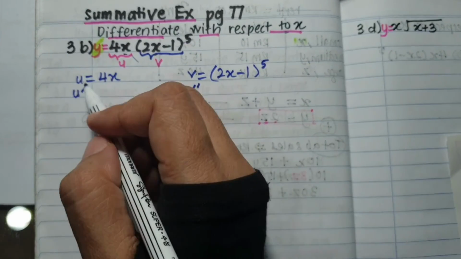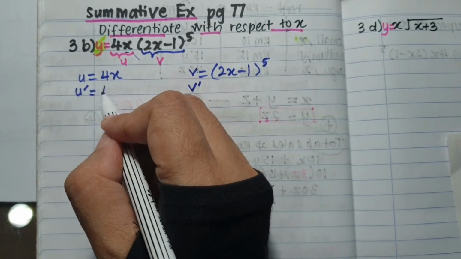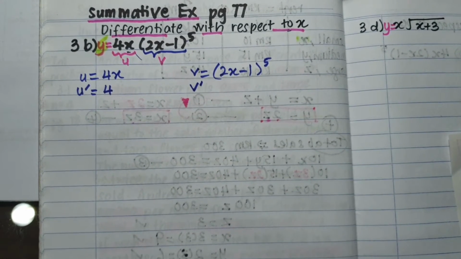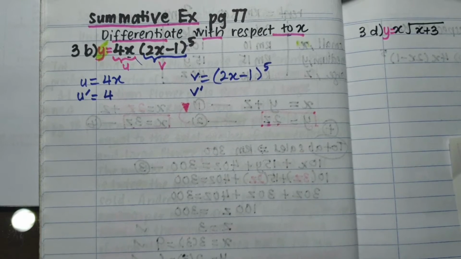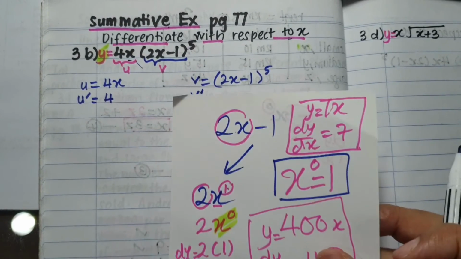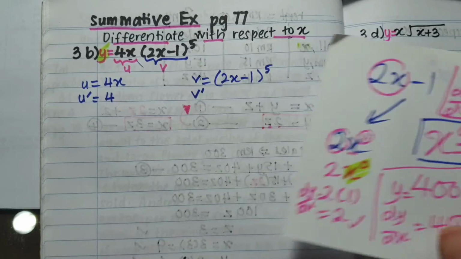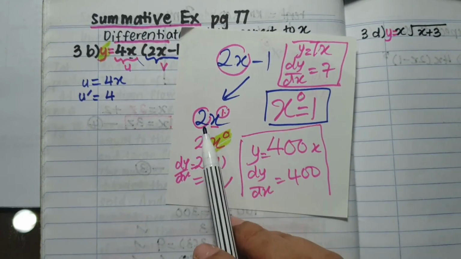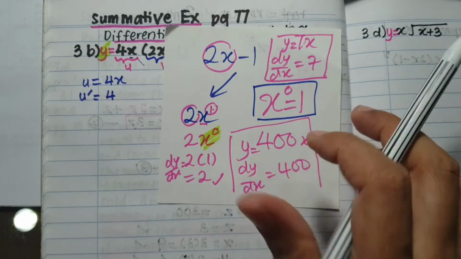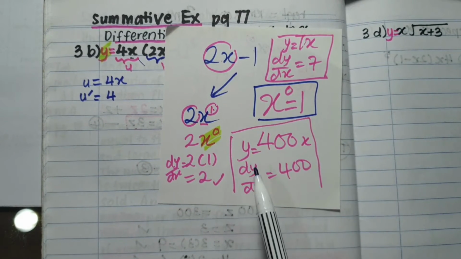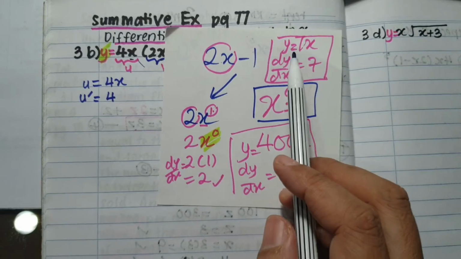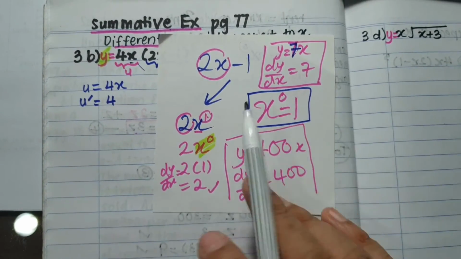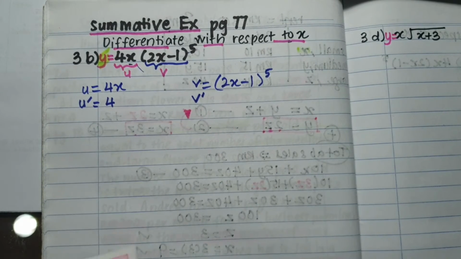So du dx here is 4, right? Remember what I said earlier: if you have 2x, the differentiation of 2x is 2. If you have 400x, the differentiation of 400x is 400. If you have 7x, the differentiation of 7x is 7. So the differentiation of 4x is 4.